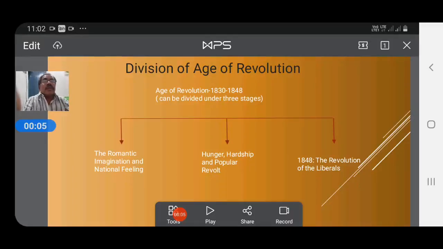Good morning. Now we are in the topic of the division of Age of Revolution. Age of Revolution, 1830 to 1848. It can be divided under three stages: the romantic imagination and national feeling, hunger, hardship, and popular revolt, and 1848, the revolution of the liberals.